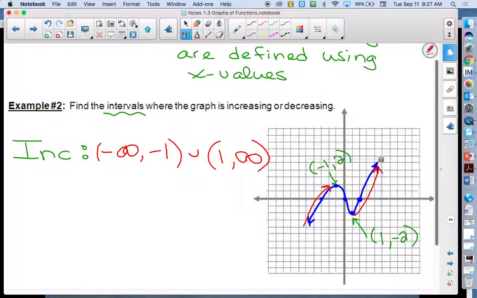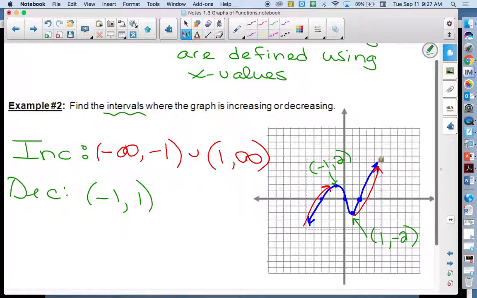And that means then that the part that's decreasing, Abby, what part's decreasing? Yeah, from negative 1 to 1. And again, both of those are parentheses. So the max tells us where it stops increasing and becomes a decreasing part. The min also tells us that value. So the max and min are used to help us describe increasing and decreasing intervals. Questions?